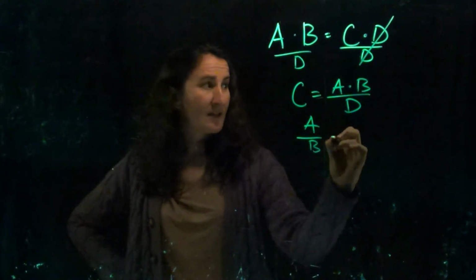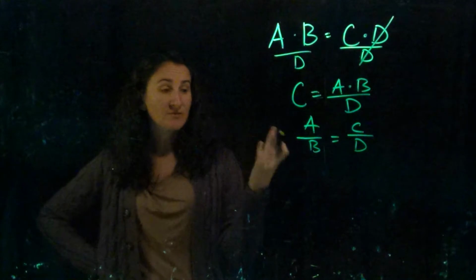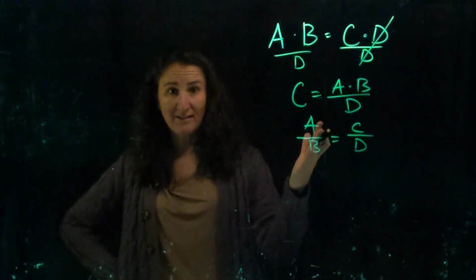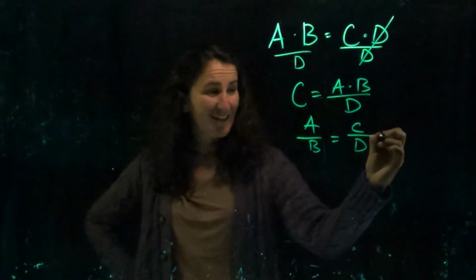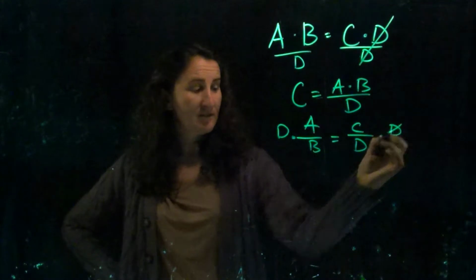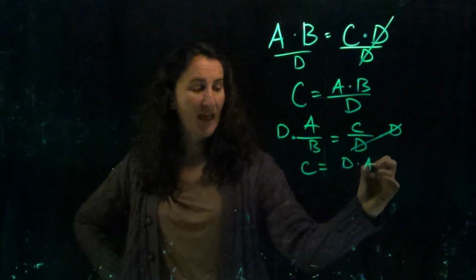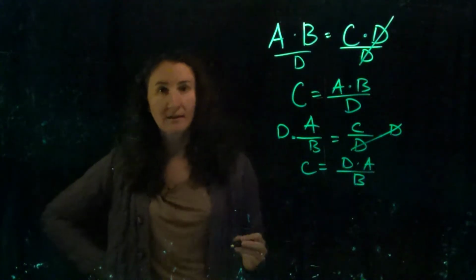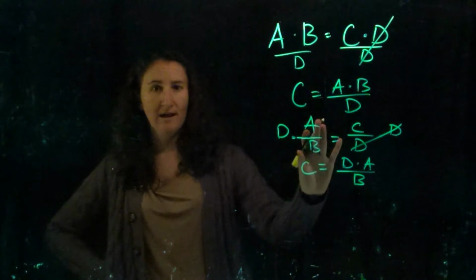A over B equals C over D. If I ask you to first solve for C, that one's pretty easy as well. So go ahead and do that. Prove to yourself you can do it. Now in order to get C by itself, multiply both sides by D. Your D's cancel. C equals D times A over B. Most of the time, 100% of you guys get this correct.